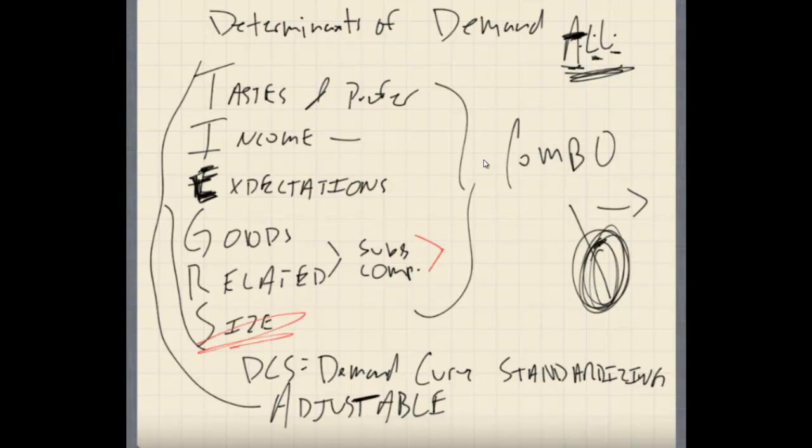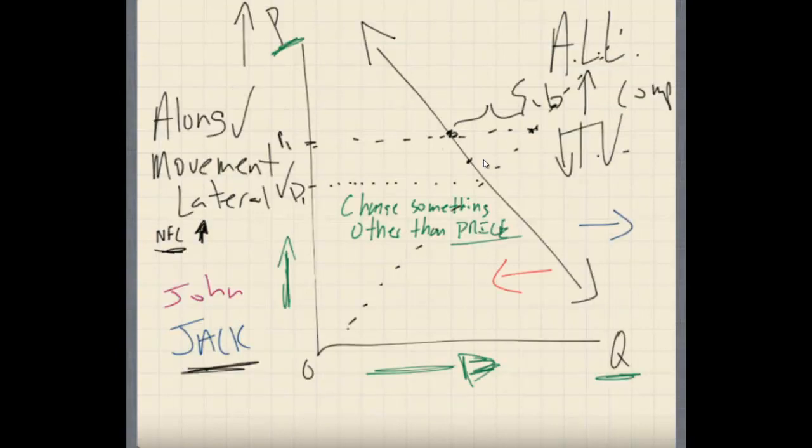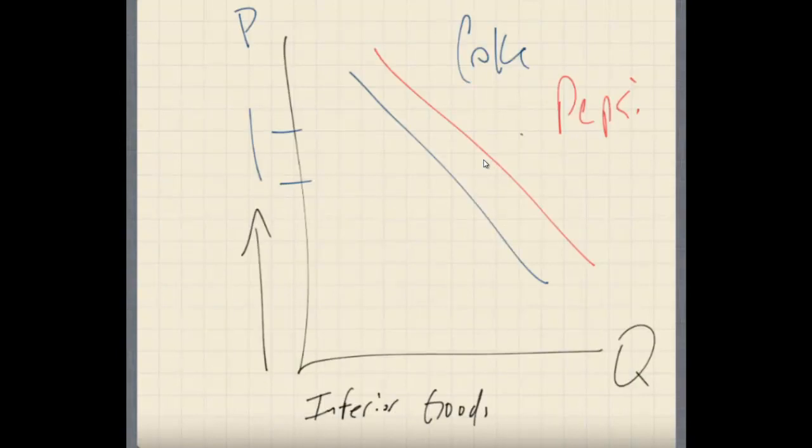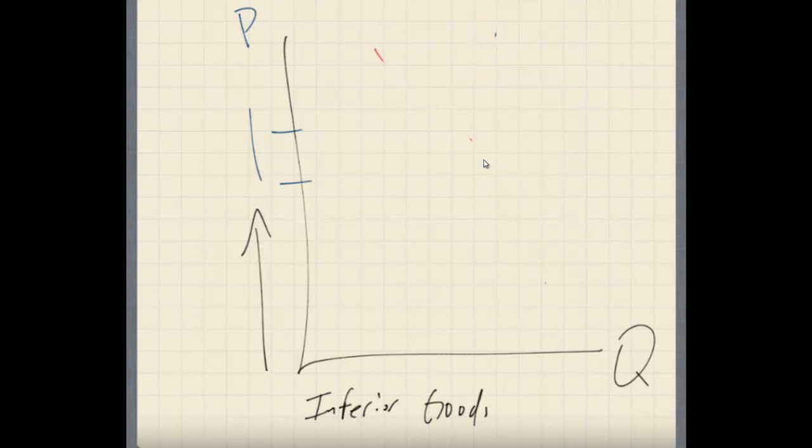Now, the size of the market. This can actually be manipulated and adjusted pretty easily. We're going to go over a lot of examples of this, where you take your average market and you can actually expand, double, or triple your market, and people don't even know.